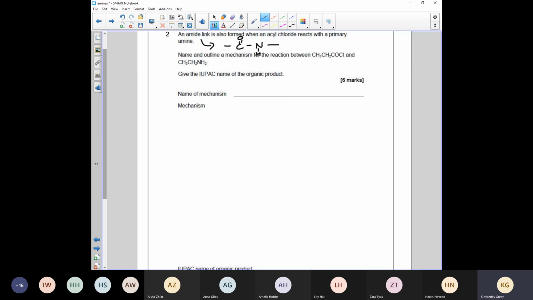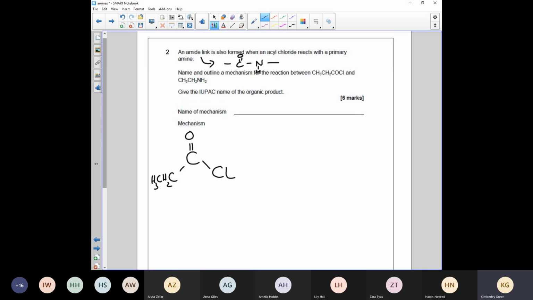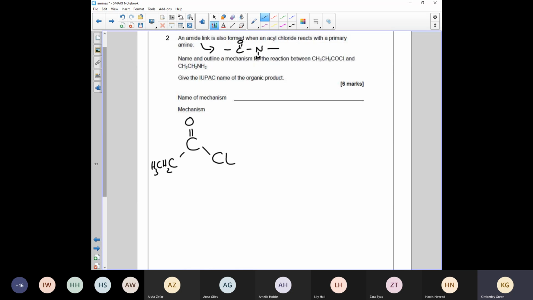Cool. So let's draw out this structure first. I've got a C double bond O, Cl, and then I've got CH2, CH3 on there. If you're unsure what that is, it's an acyl chloride. Acyl chlorides have this carbon double bond O and a chlorine attached. So what actually happens here? I'll come on to the name of the mechanism a bit later. Oh, a 6 marker, it must be a beast of a mechanism. Oh, we've got to do some naming as well?